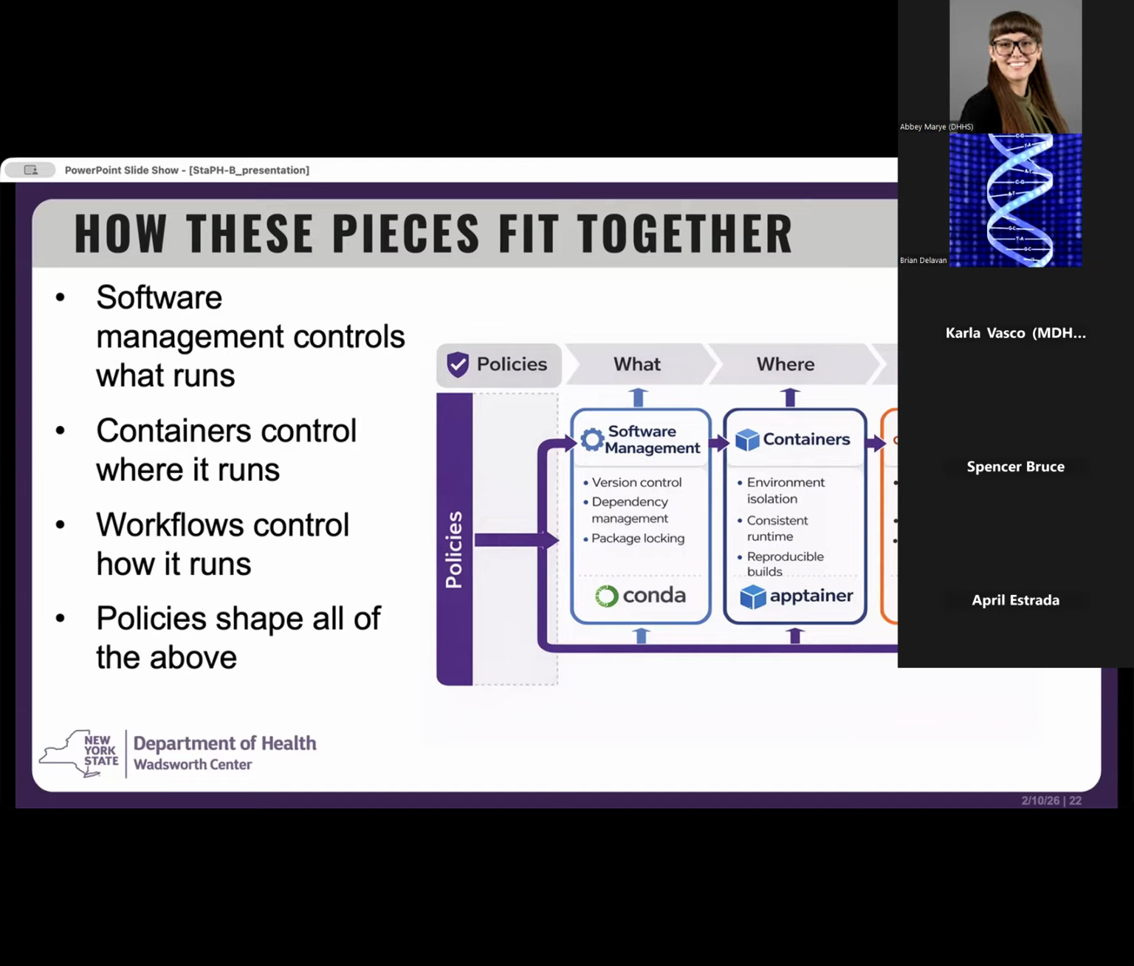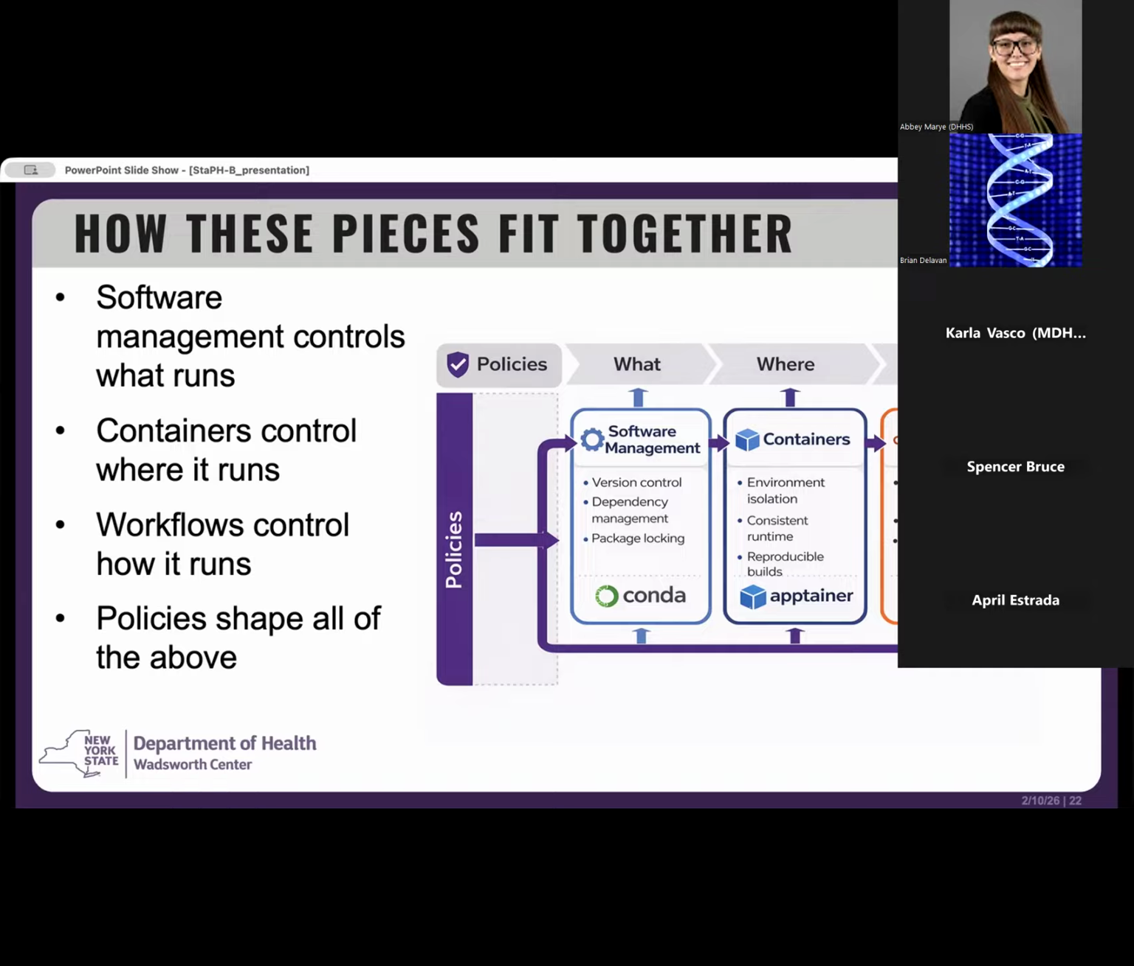So there's no single right way to do these things. The best solution is the one that fits your data, your workflows, and your institutional constraints. And the goal isn't to adopt the newest tools, it's to build workflows that are essentially reproducible, secure, and sustainable. So that kind of concludes my talk.